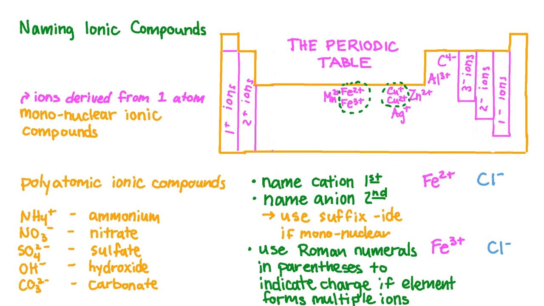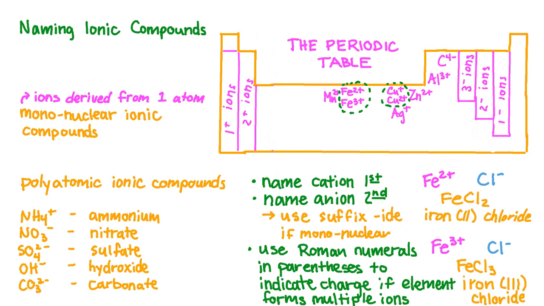This, of course, means that there would be 2 compounds containing iron and chlorine, for instance. But because the ions in ionic compounds combine in specific ratios based on their charge, we should be able to work out which cation we're dealing with based on the chemical formula.